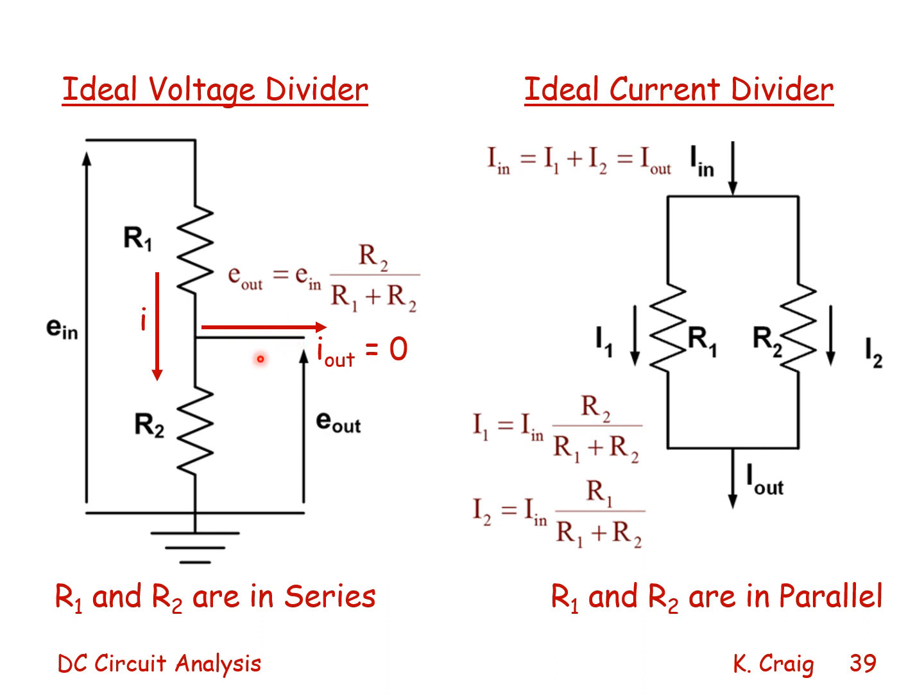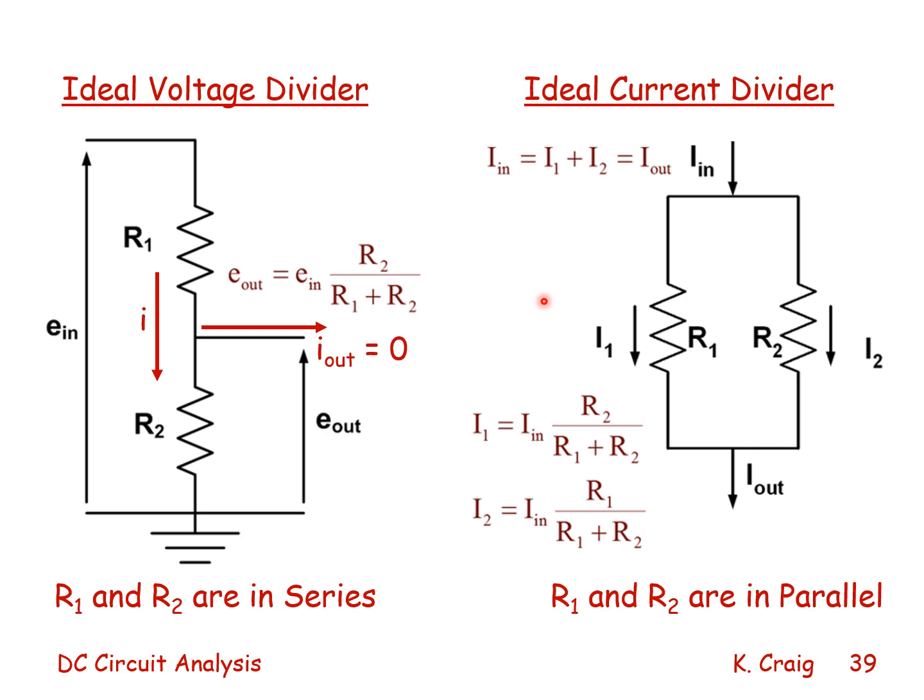And what it says is that the output voltage, the voltage across resistor R2, is equal to the input voltage times the ratio of R2 to the sum of the two resistors, R1 plus R2. And the resistances can be replaced by impedances.